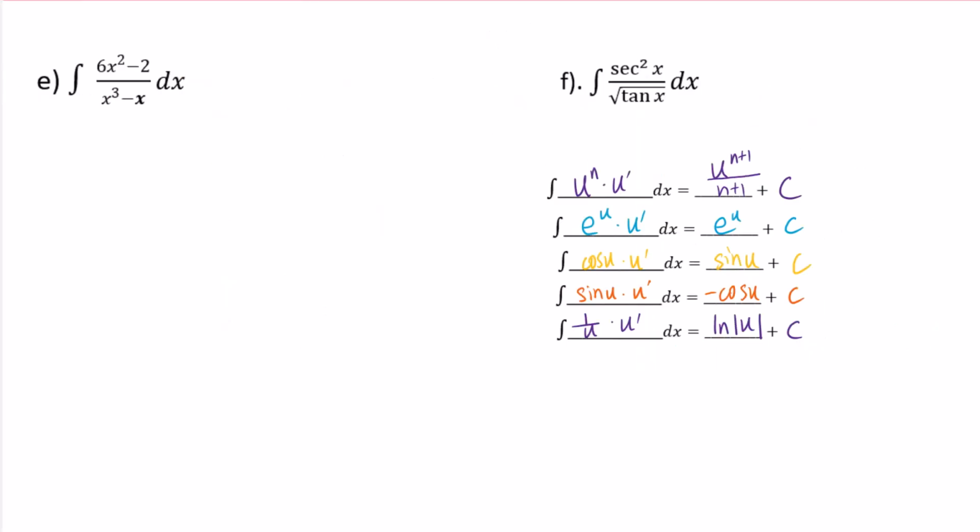Let's go to e. First of all, we need to find the u prime. We need to check this polynomial with the higher exponent first. X to the third power minus x, prime, equals 3x squared minus 1. Then check this 6x squared minus 2. We can take a 2 out: 2 times 3x squared minus 1. For reverse chain rule, you need to separate the rational functions.